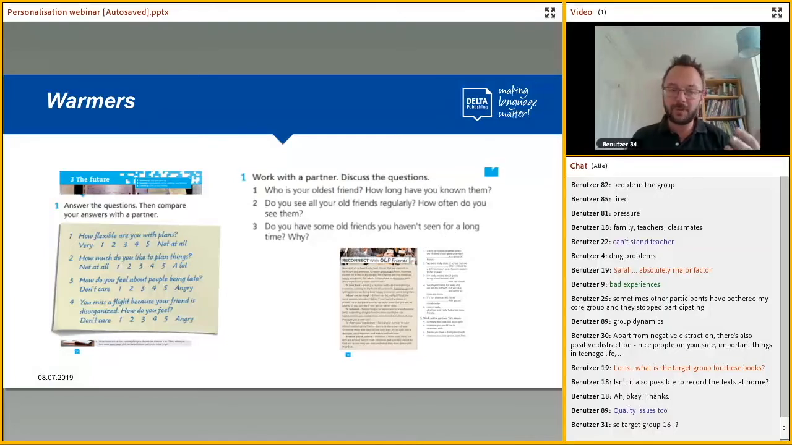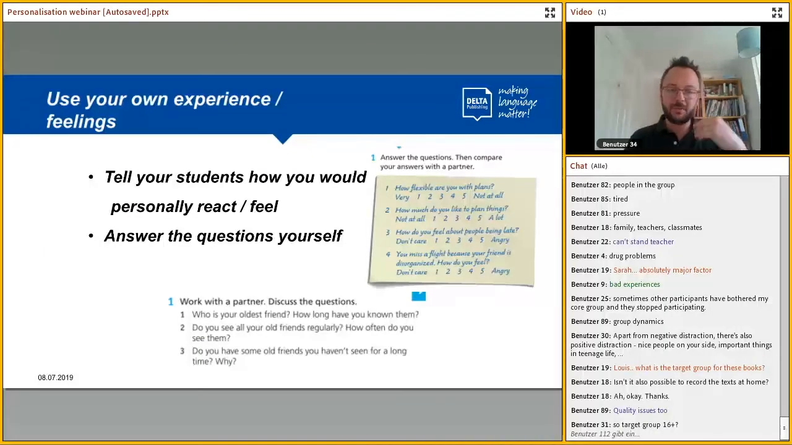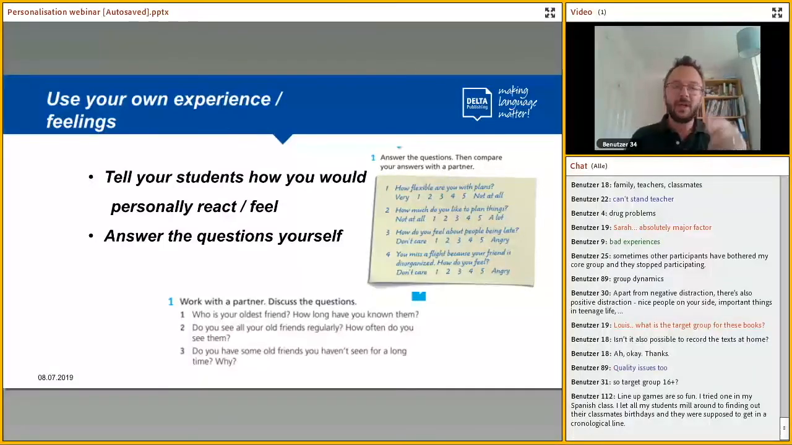Or this one where you're talking about connecting with friends, it's looking at question tags and friendships, vocabulary to describe friendships, talking about their oldest friend, how long they've known them, how often they see them, and any friends they've lost touch with and why they've lost touch with them. So these are just some of the simple warmers you can have at the start. I think one thing you can possibly do is respond to, lineup games are also fun.